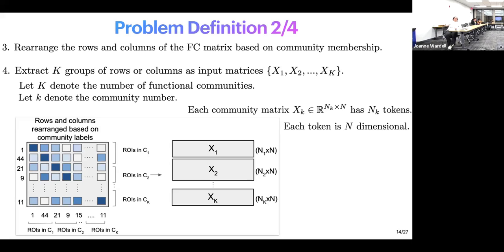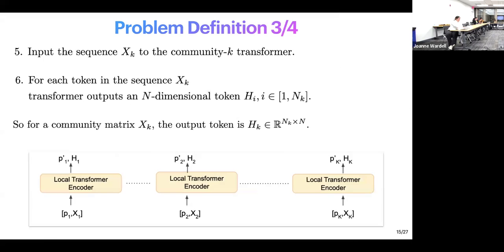Let's say there are K functional communities. Then we'll have K sub matrices of the full FC. Lowercase k we'll call the community number. Each one of these input matrices has N sub K tokens, where N sub K is how many ROIs belong to that community. And each one of these tokens is an n-dimensional feature vector. So we can think about these submatrices as a sequence containing N sub K tokens, and each token has dimension n.